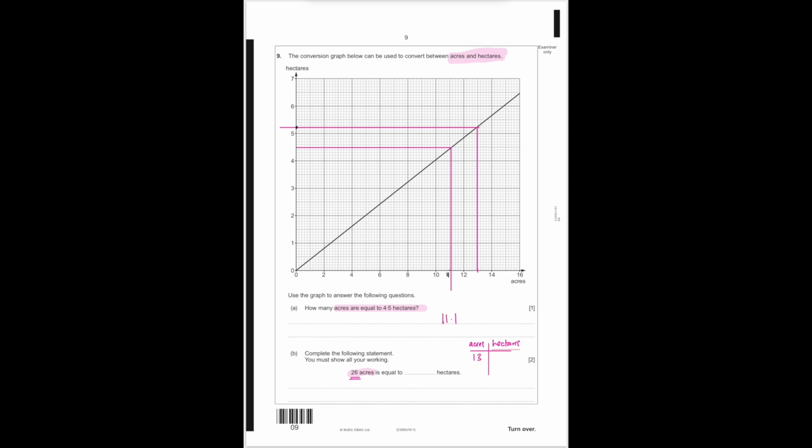Okay, so we said earlier with the y-axis that every 10 small squares is one whole one. So each square must be 0.1. So that tells me that 13 acres must be 5.2 hectares. Now I need to scale that up for 26. Okay, so to get from 13 to 26, I would multiply by 2. I'm going to do the same to the other side. So I get 10.4 hectares is equal to 26 acres.